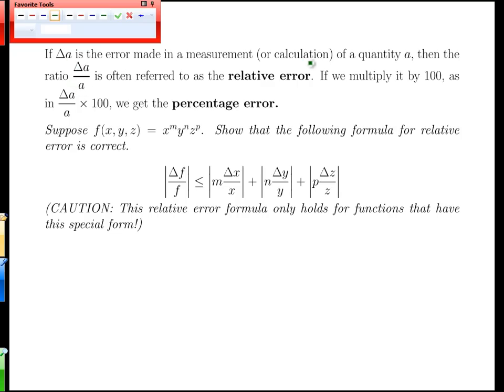If we've got an absolute error of delta A, the relative error is that amount over the actual amount. And sometimes it'll be converted to a percentage if we multiply it by 100. All right, so what we're going to look at in this example is a very general form. In fact, the previous example had this form, but with a constant out front, which turns out not to have any effect in the final analysis. It just gets carried around everywhere.